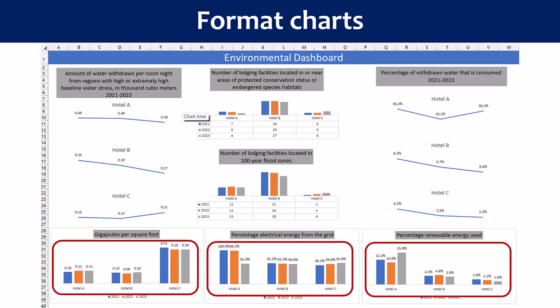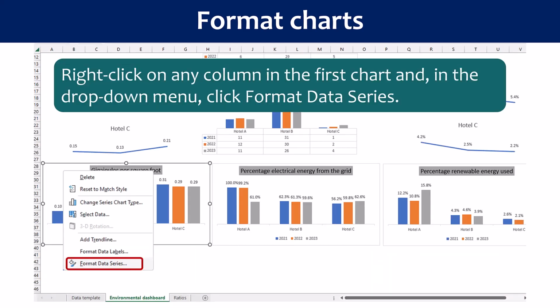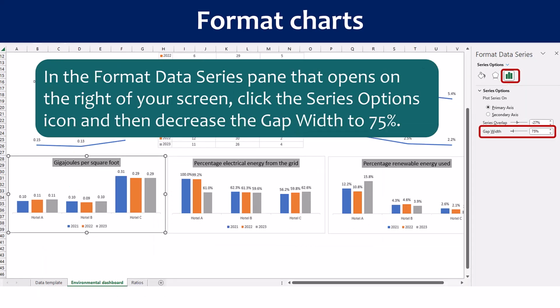Notice that the columns for the energy charts are very narrow and the data labels are crowded. We can widen the columns so that the data labels are neater and easier to read. Right-click on any column in the first chart, and in the drop-down menu, click Format Data Series. In the Format Data Series pane that opens on the right of your screen, click the Series Options icon and then decrease the gap width to 75%.